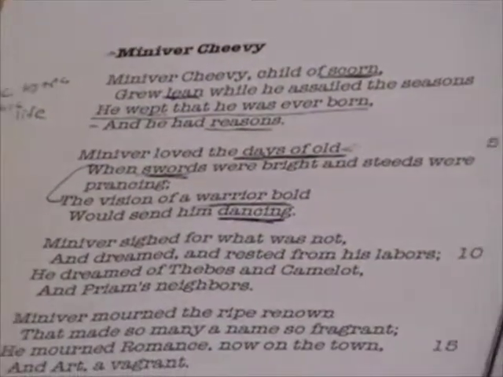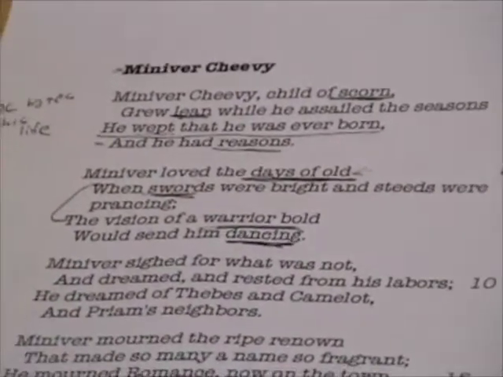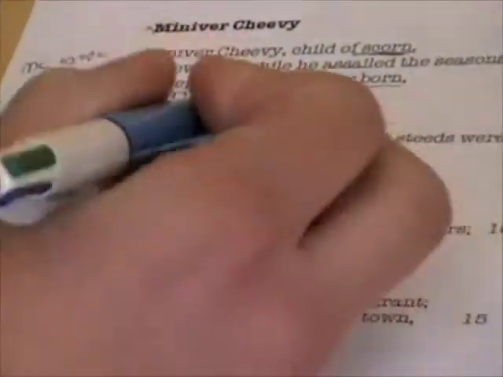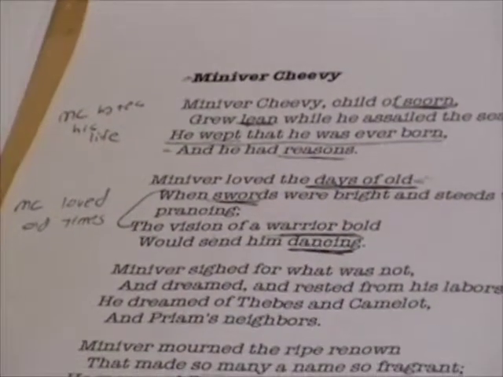Okay, can anybody remember what I have to do after I'm done reading the stanza? Remember the end part of stunned. You need to note a summary right next to it. So, based on this little stanza right here, I know that MC loved old times. He loved the past, the times when people wore suits of armor and all that.